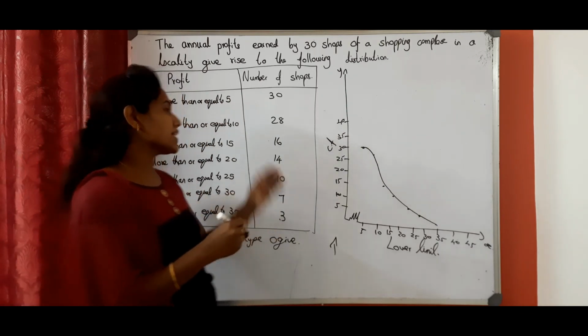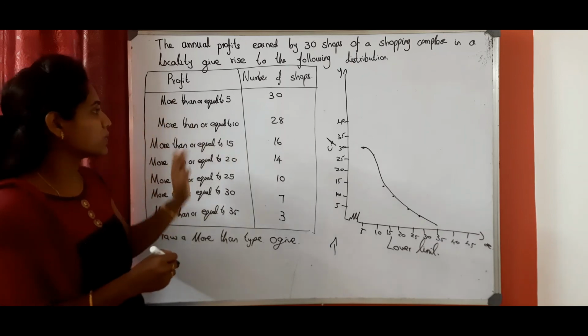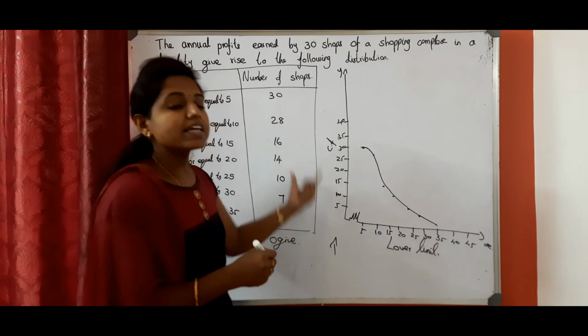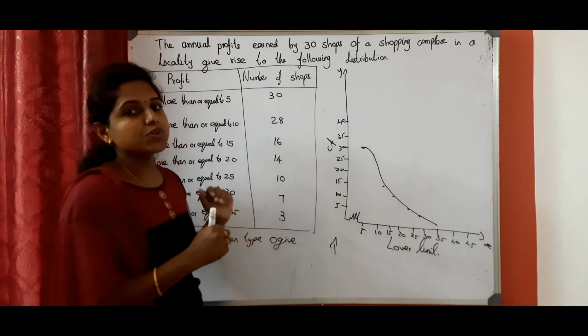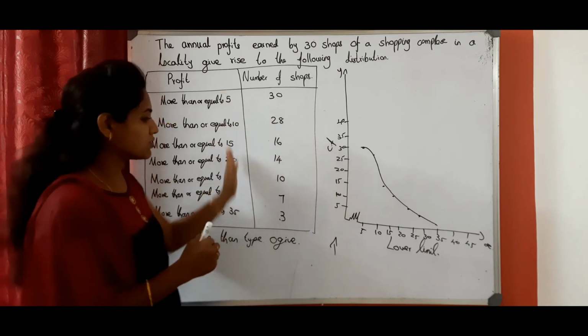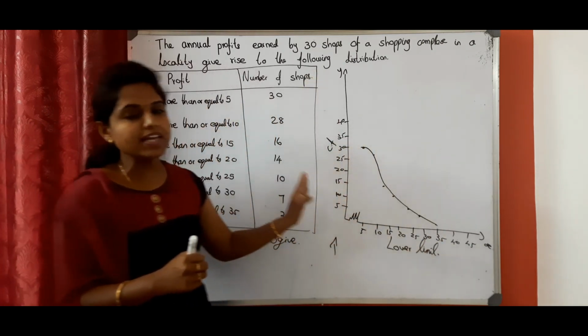Suppose in the question they did not give the class interval. Directly they have given the more than or equal to value, which means the given value is a cumulative frequency. So no need to find the cumulative frequency. They only gave the cumulative frequency. Also they gave the lower limit. So directly we can mark all the points in the graph sheet.